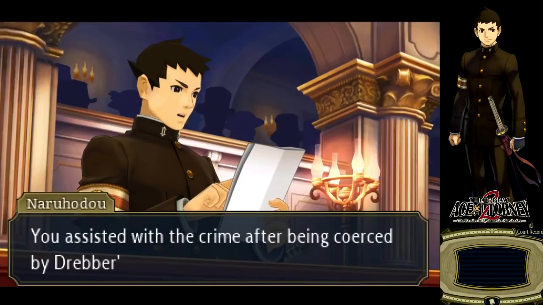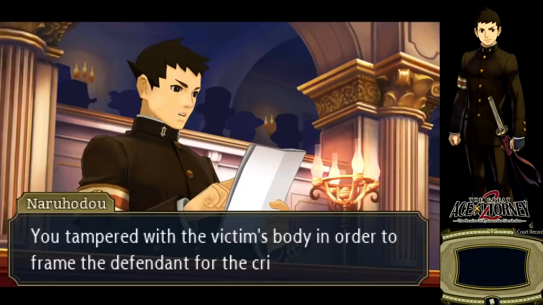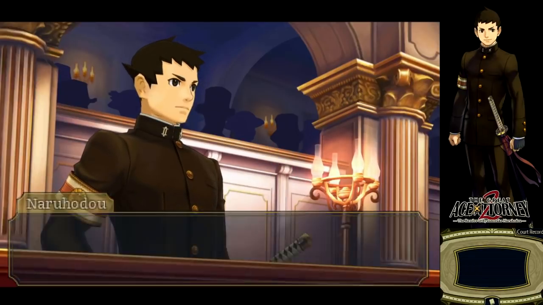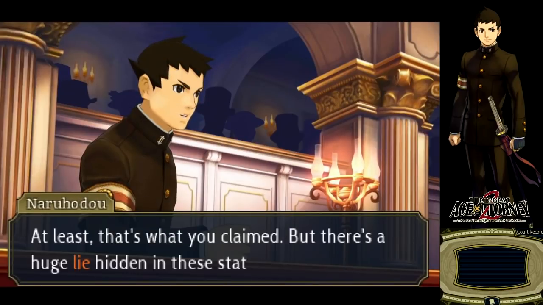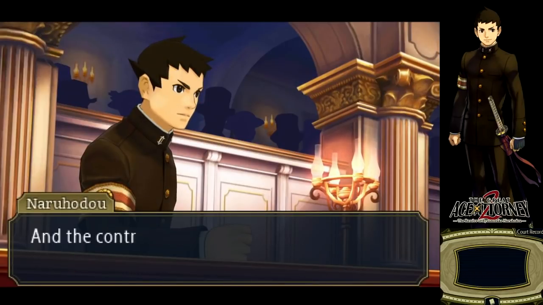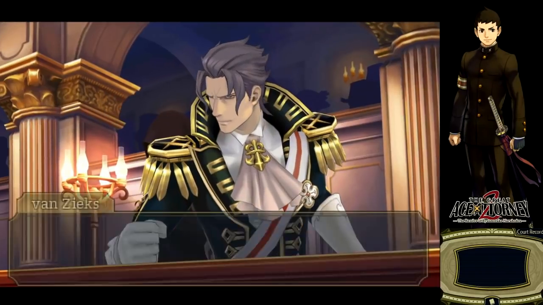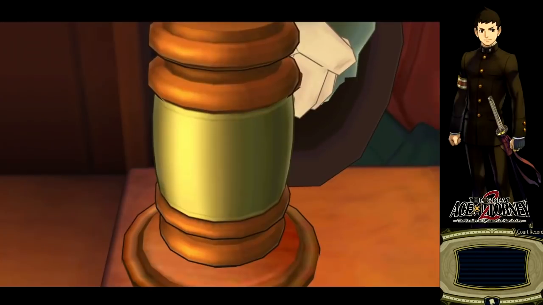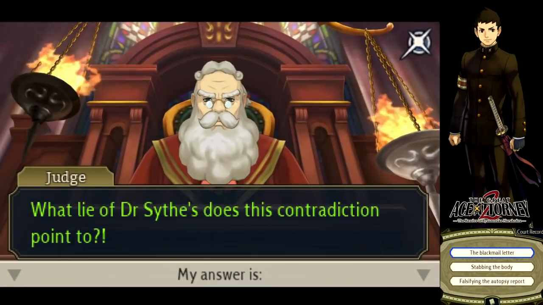You assisted with the crime after being coerced by Drebber's letter. You tampered with the victim's body in order to frame the defendant for the crime. You then falsified an autopsy report to submit. At least, that's what you claimed. There's a huge lie hidden in these statements, and the contradiction with the bloodstain has uncovered that lie. Just what exactly is this lie? Defense, tell us! What lie of Dr. Sith does his contradiction point to?